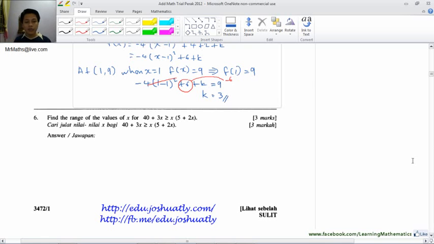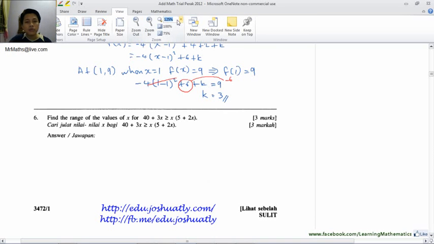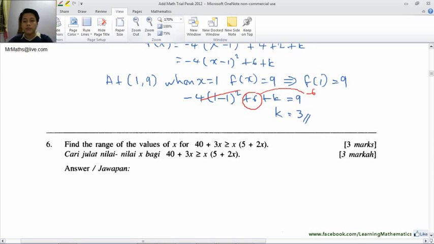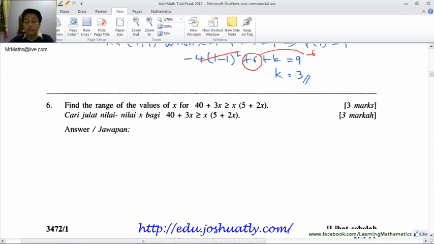Okay, what's next? Find the range of values of x for. Okay, this is not so difficult, but this carries 3 marks, so it's quite good. But at the same time, let's restore the zoom level to 170, so that we can see clearer, with a bigger font.